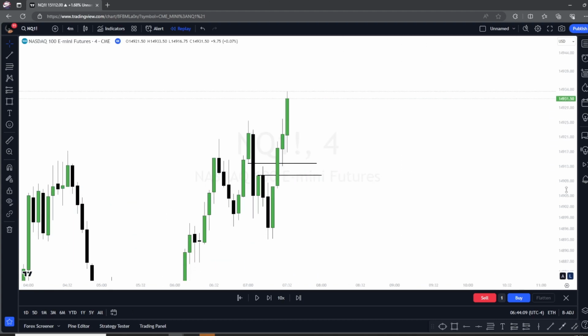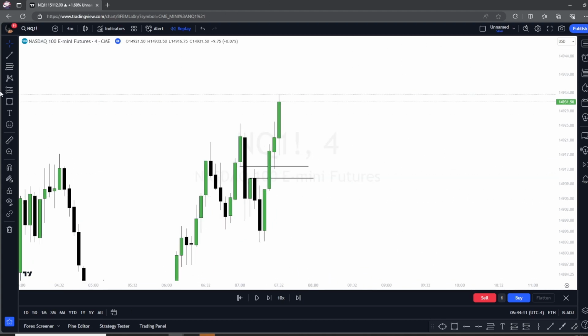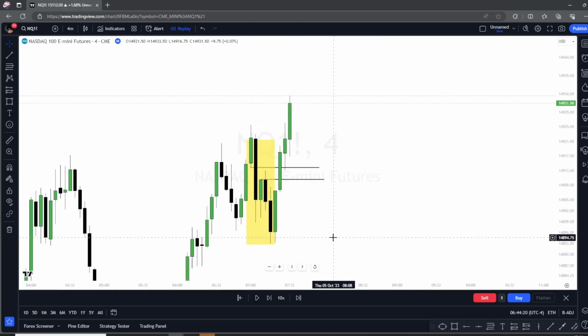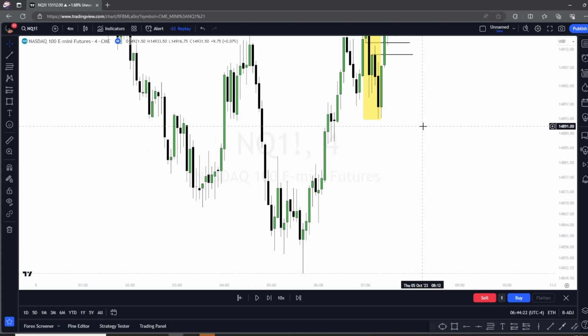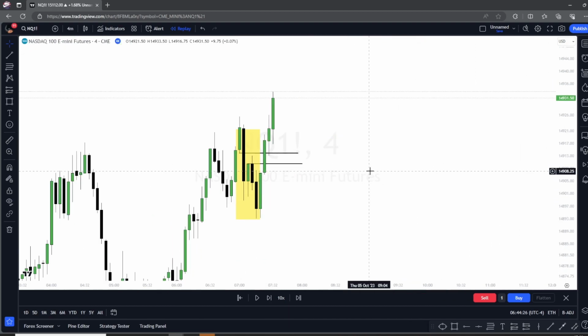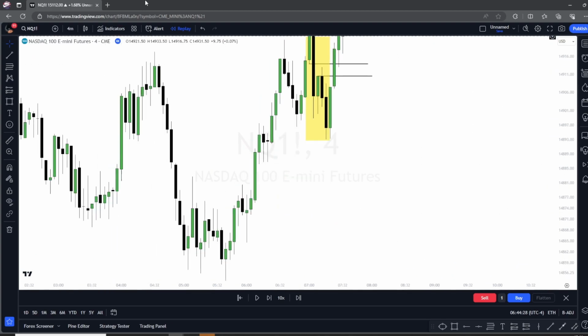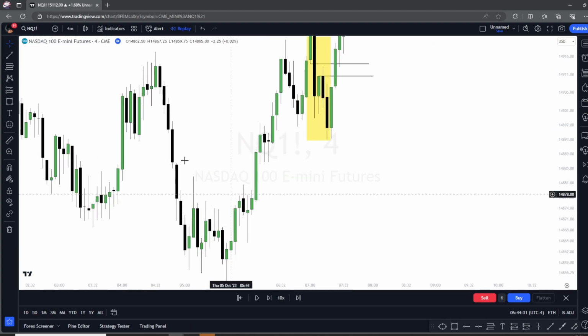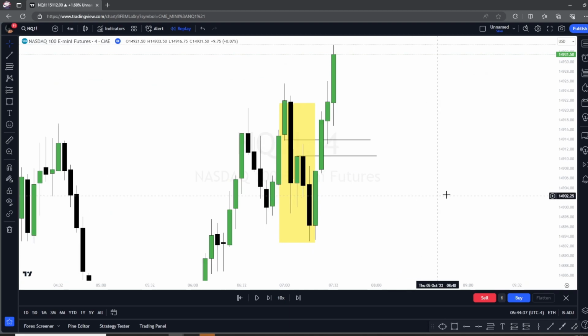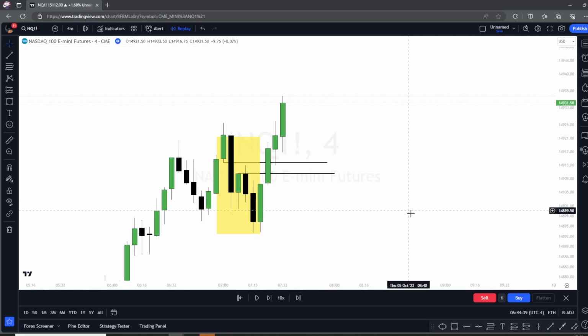Right here we have an inversion fair value gap, right? There's only one fair value gap right here. There's only one inversion fair value gap right here. And if my bias is bullish, this will be fine. I would like to have gotten an entry further down here because right here we have swept this. So I probably would not place this, but this is just to show you what it looks like when there's only one fair value gap in the leg that I'm trading.